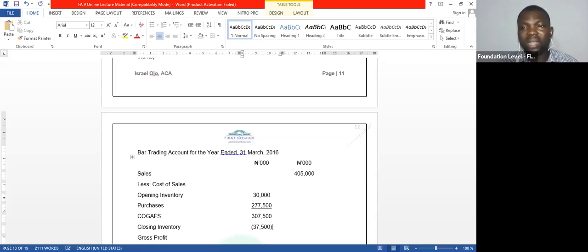So if we subtract the two together, it will give us a total value of what? If we press the calculator, 307,500 minus 37,500 will give you a total of 270,000. That 270,000 is your cost of sales.